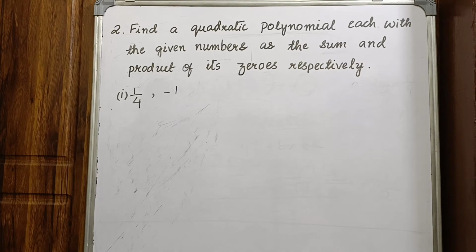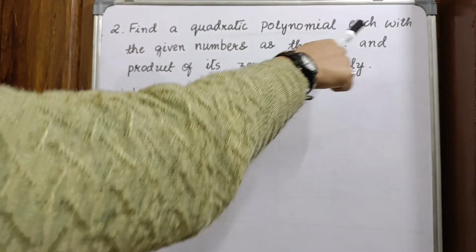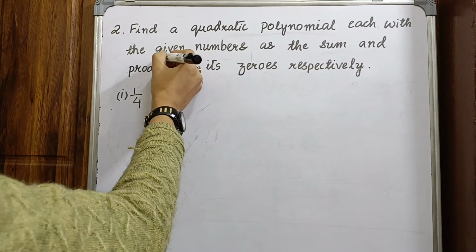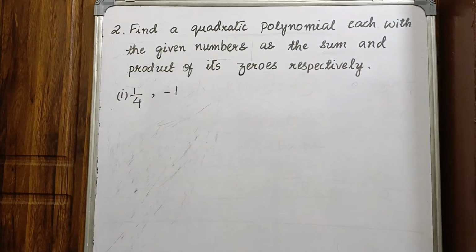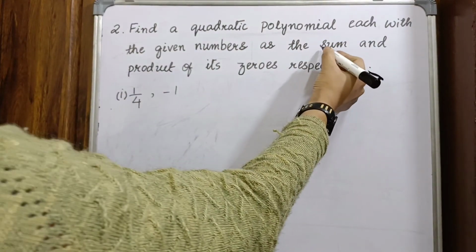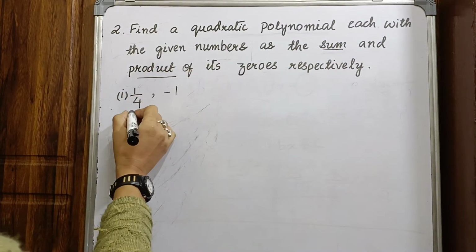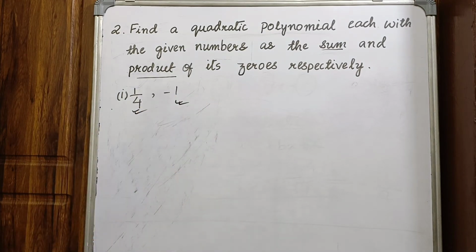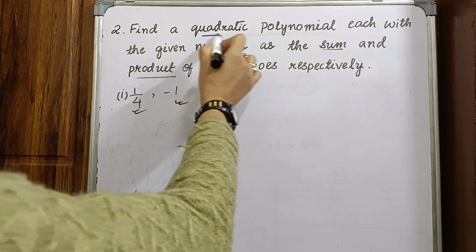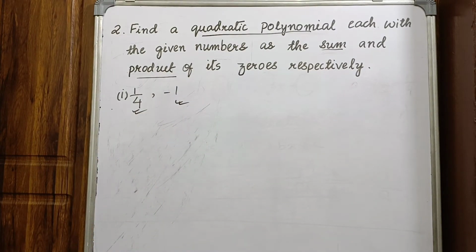So question number 2 here. Find the quadratic polynomial each with the given numbers as the sum and product of its zeros respectively. Okay. So here we are given the sum and product of zeros. This is the sum and this is the product of zeros. So this is just the opposite from the previous question, question number 1. There we are given a quadratic polynomial and we have to find the sum and product of the zeros. Here we are given sum and product of the zeros and we have to find the quadratic polynomial of this.